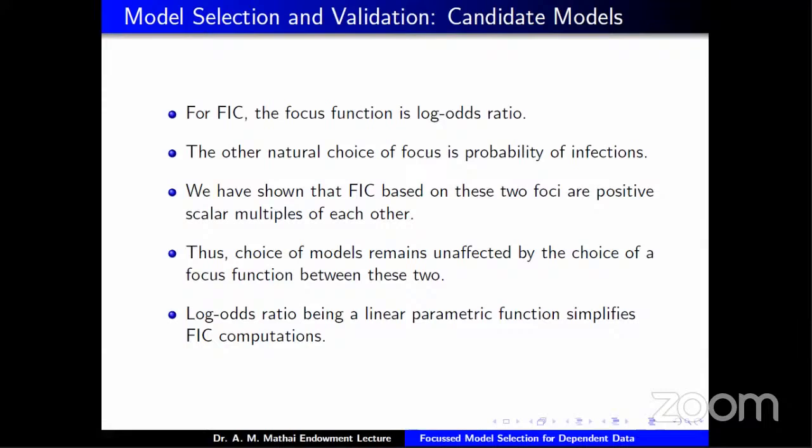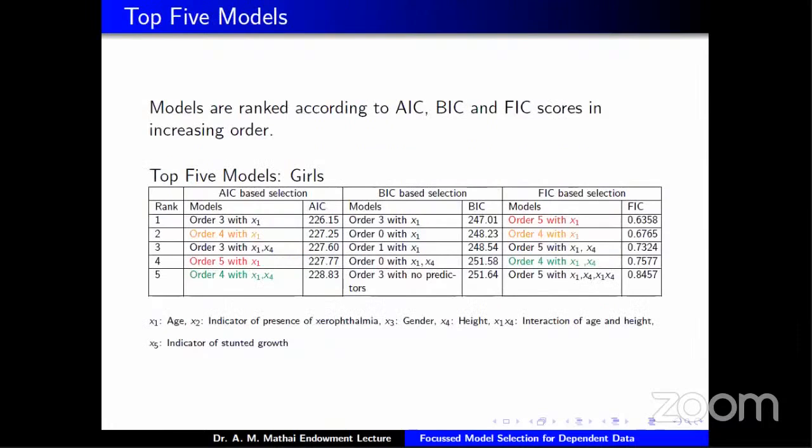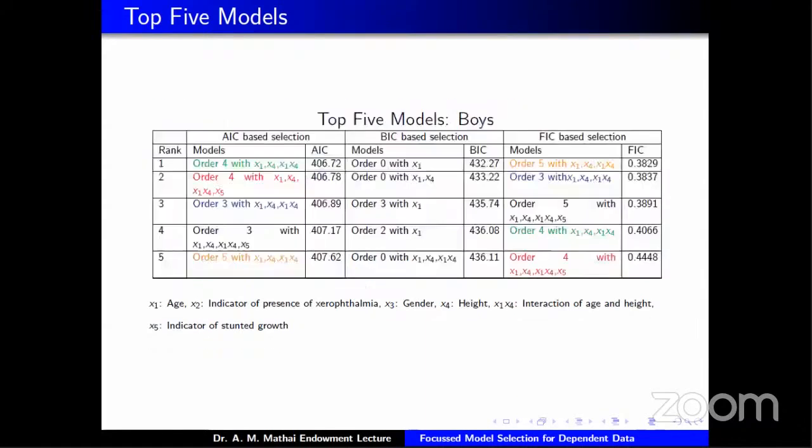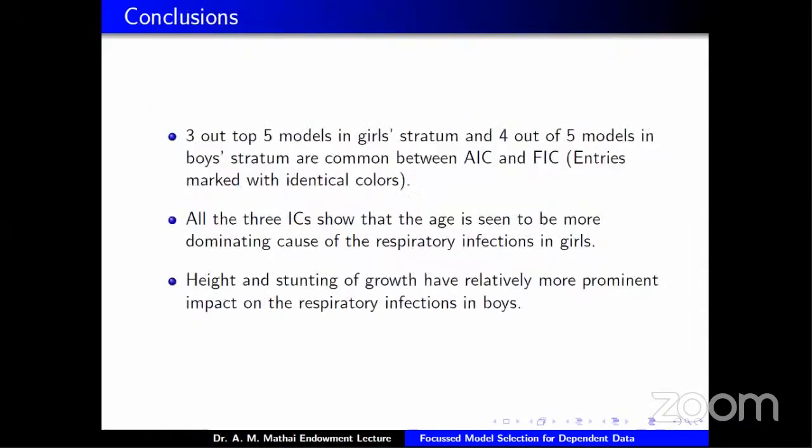The log odds ratio, being a linear parametric function, simplifies the FIC computation substantially in this particular case. If you go for a different focus function, naturally you need to develop the corresponding asymptotics, and the FIC expression also gets more and more complex. But it all depends on what the focus is, because we are talking about contextual model selection. So what is your context? That's where these functions help.